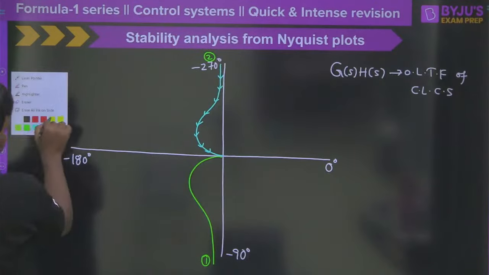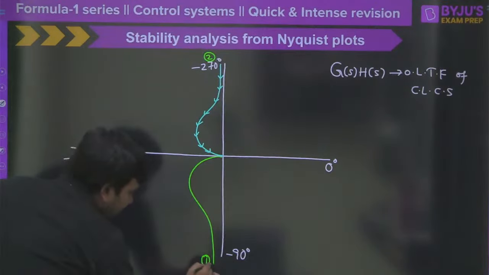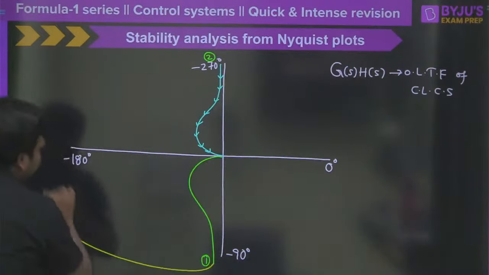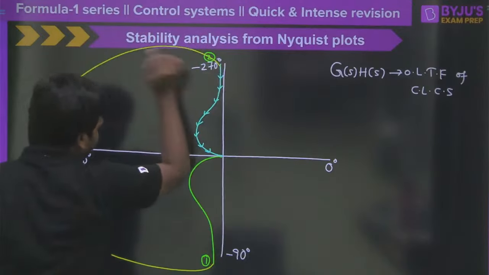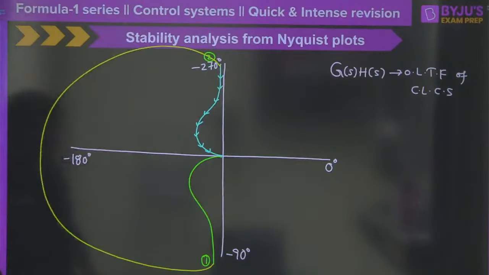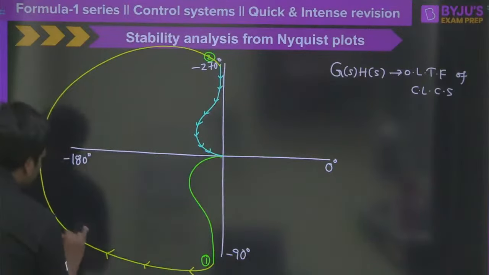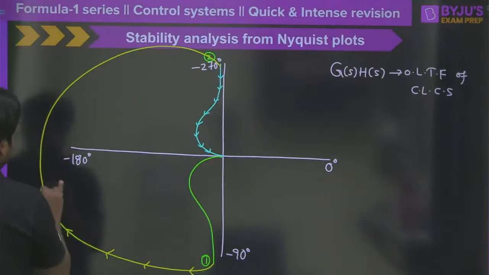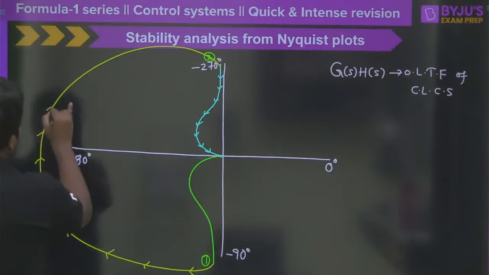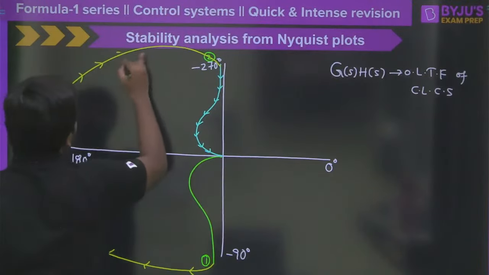Then just imagine that the ending of the mirror image should be connected to the starting of the original graph with the infinite radius. This is the only possibility. Correct? So then I can say this should definitely be a clockwise direction. Clear? This should be a clockwise direction here.